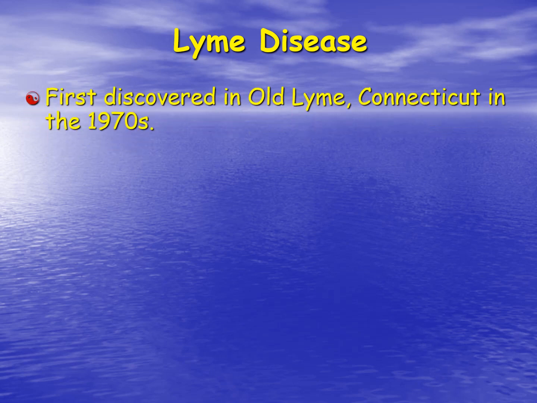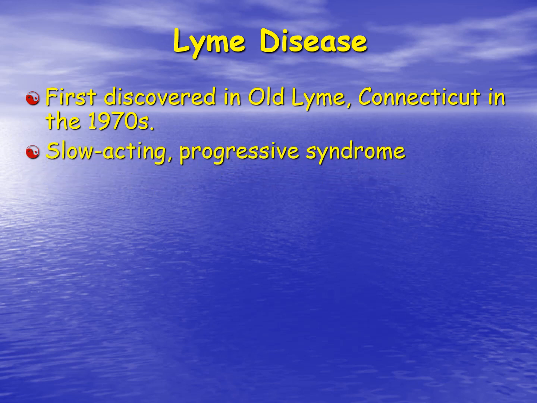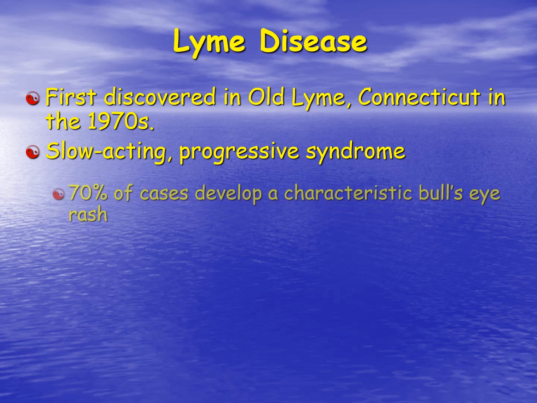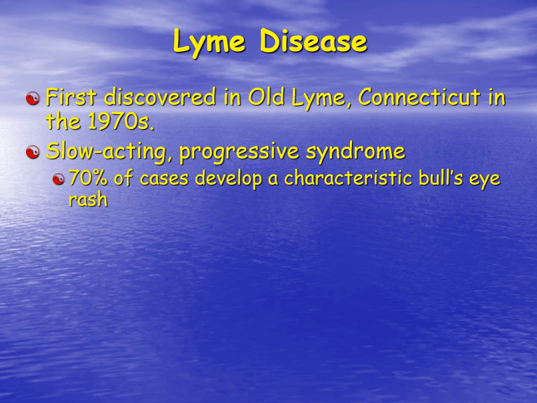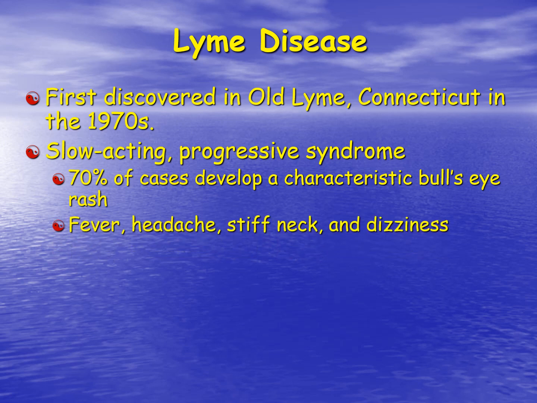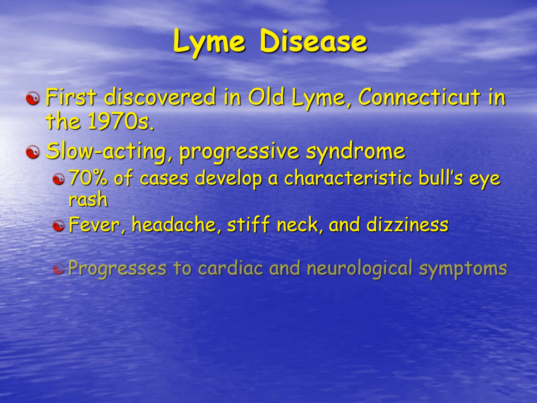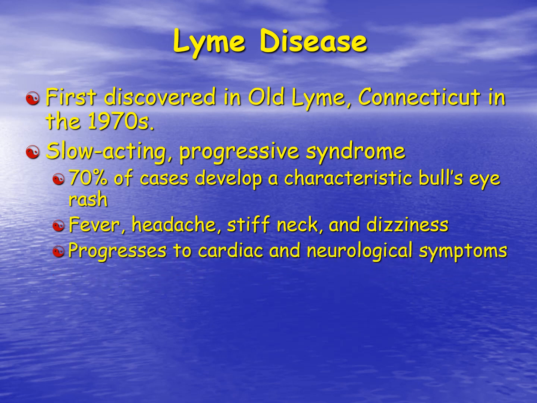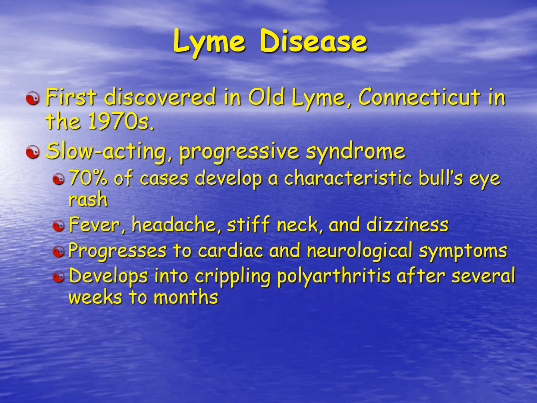Now, Lyme disease. This was first discovered in Old Lyme, Connecticut in the 1970s in the United States. It's a slow-acting, progressive disease. 70% of the cases will develop what's known as the characteristic bullseye rash around the tick bite. Symptoms can include fever, headache, stiff neck, and dizziness in the early stages, and it can progress to cardiac and even neurological signs in the late stages.